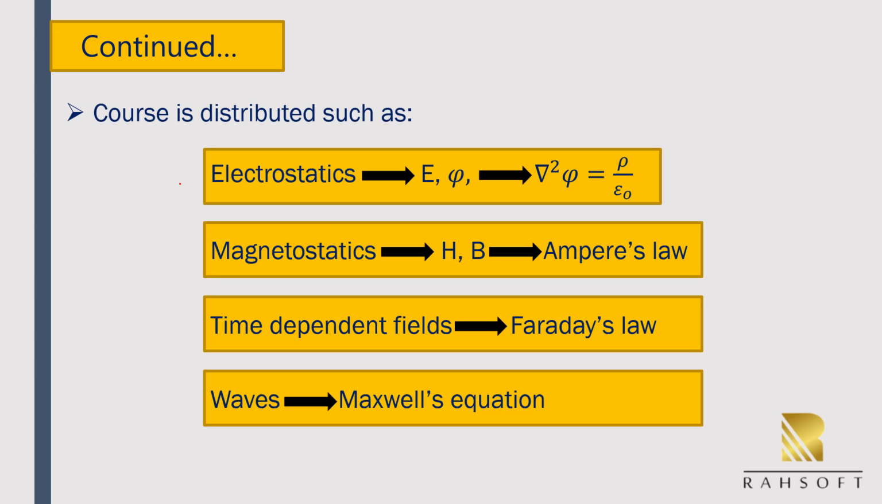And this course is distributed as follows. In the electrostatics part, we will talk about the electric field, the flux, and the Poisson equation, which is del square psi equal to rho upon epsilon naught. In magnetostatics, we will talk about magnetic flux density and magnetic field intensity, where we will talk about Ampere's law. In time dependent fields, we will study Faraday's law, and we will talk about waves, Maxwell's equations, all of Maxwell's equations and their derivations.